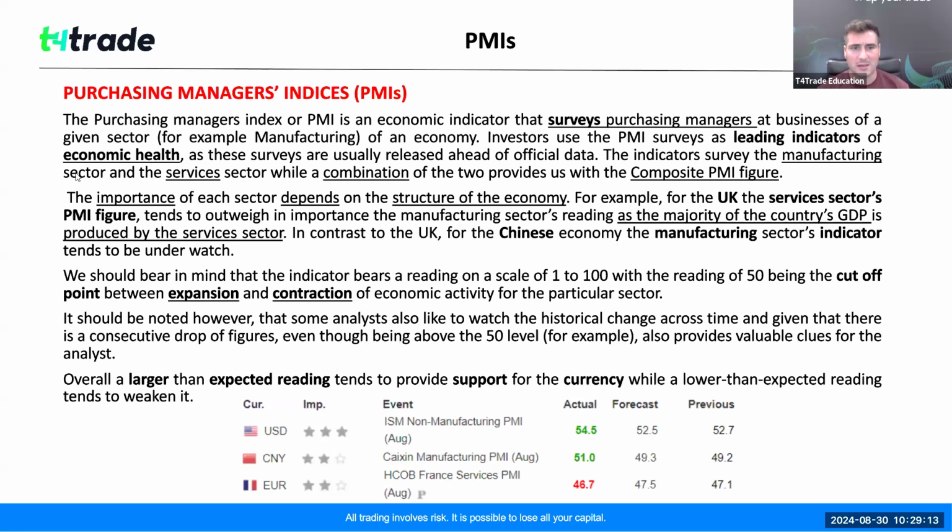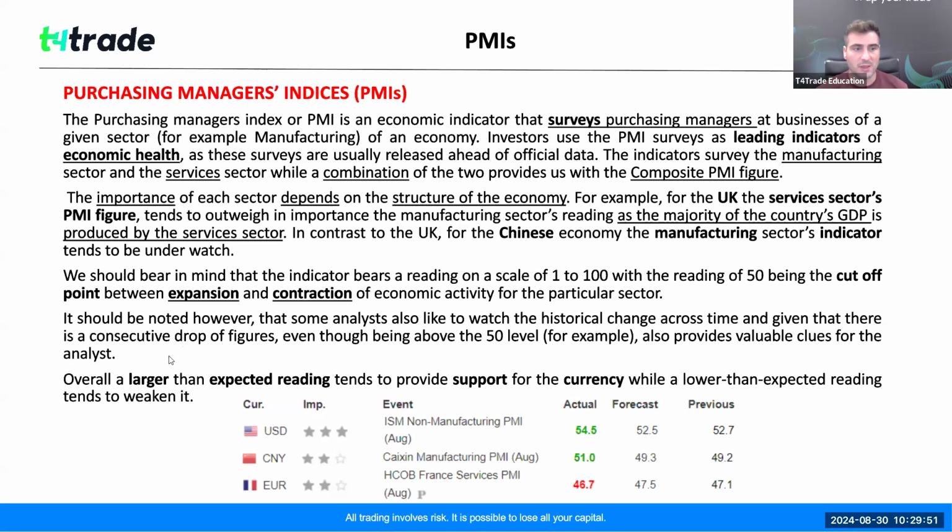Now, we should bear in mind that the indicator bears a reading on a scale from 1 to 100, with a reading of 50 being the cut-off point between expansion and contraction. So above 50 is considered to be the growth phase, whereas below 50 is considered to be the contraction or shrinking phase. The closer you are to 100, that means superb growth. The closer you are to 1, that is no good news, as it means shrinkage.